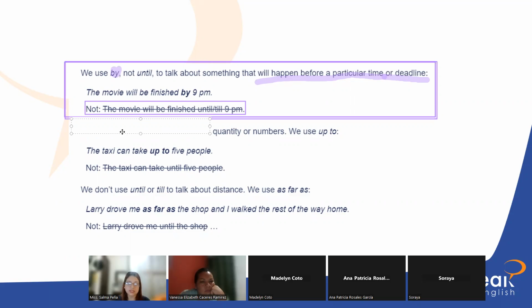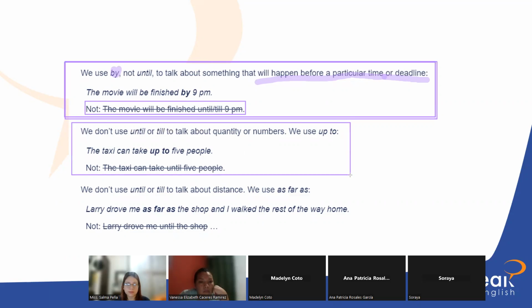Soraya, help me with this, with the second. We don't use until or till to talk about quantity or numbers. We use up to. The taxi can take up to 5 people. Not, the taxi can take until 5 people. Why? Because that expression in Spanish is so confusing. El taxi puede llevar hasta 5 personas. That would be the sentence in Spanish.